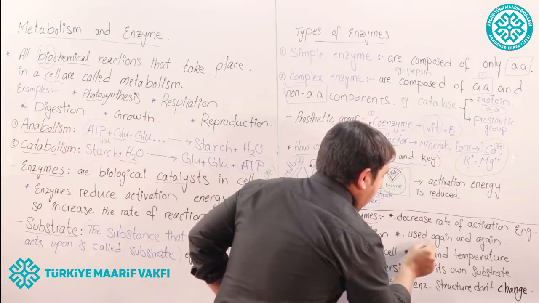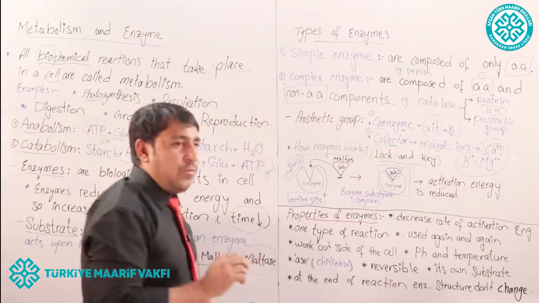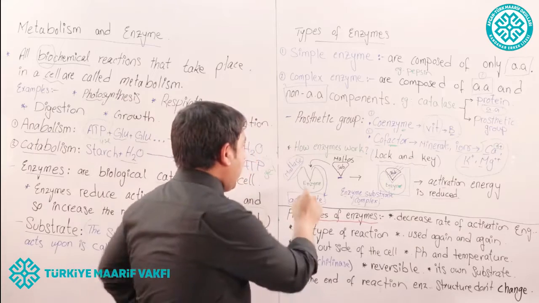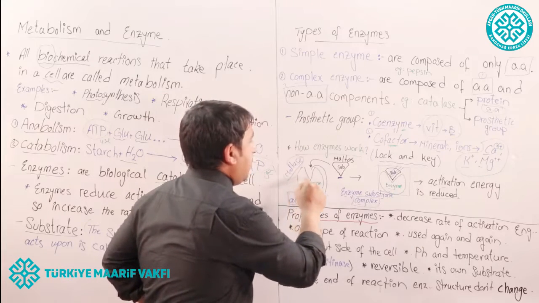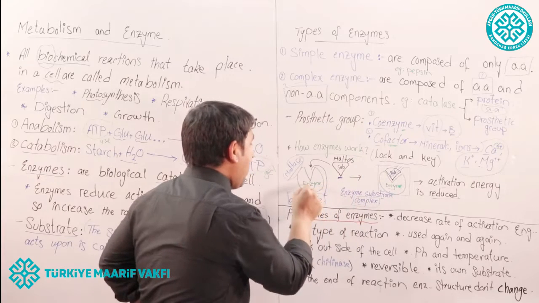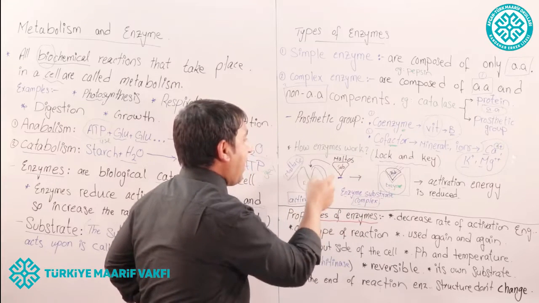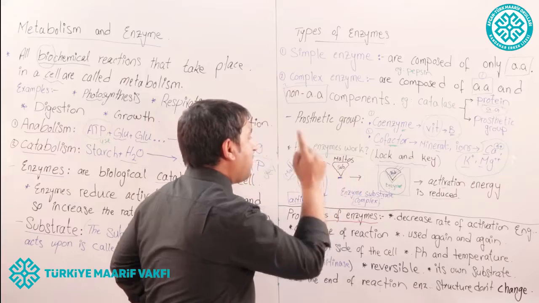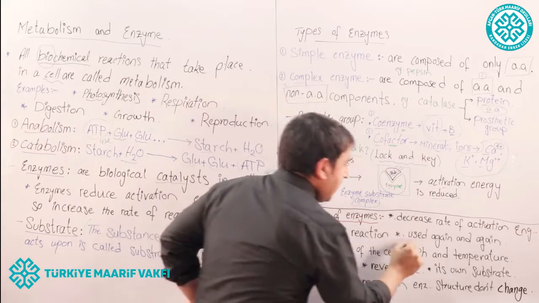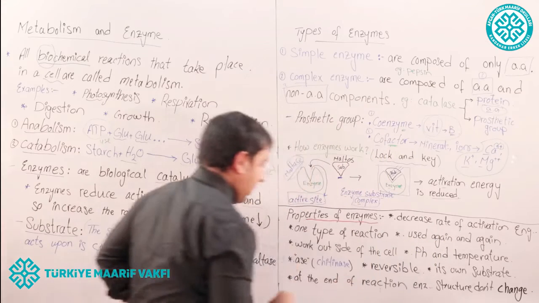And enzymes are used again and again. When the enzyme maltase breaks down this maltose to glucose, the same enzyme can then act on other maltose. It is continuing like that. So we can say that enzymes are used again and again.